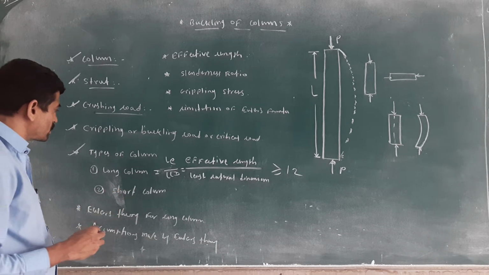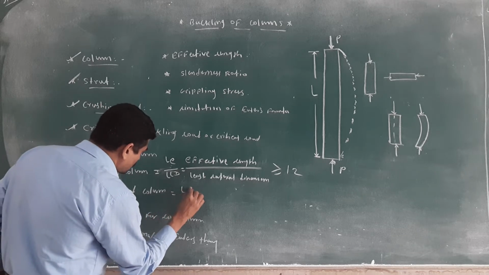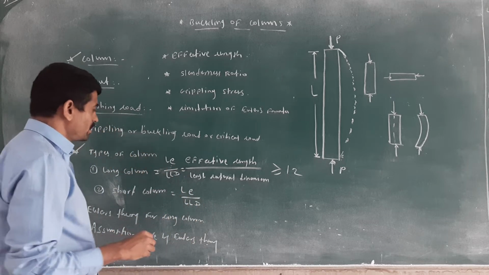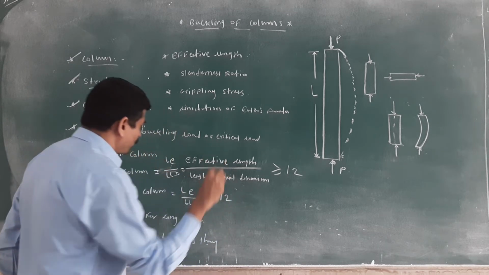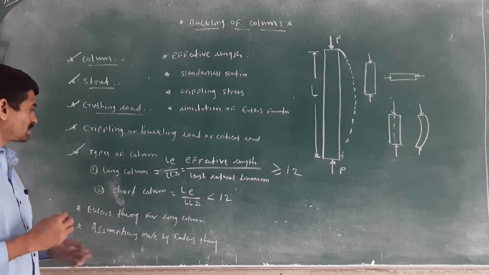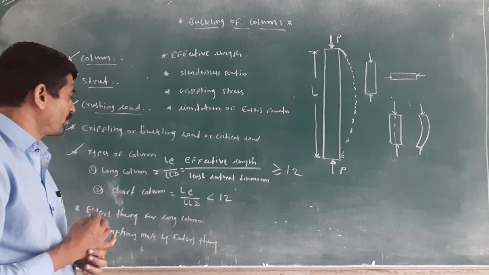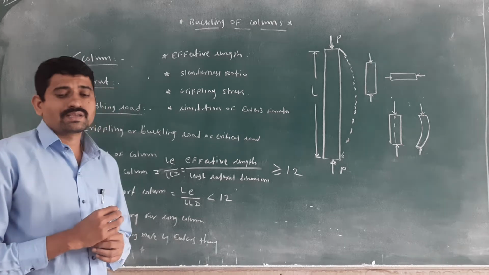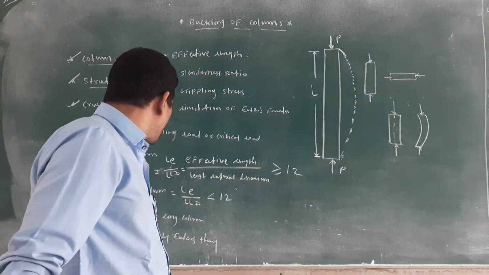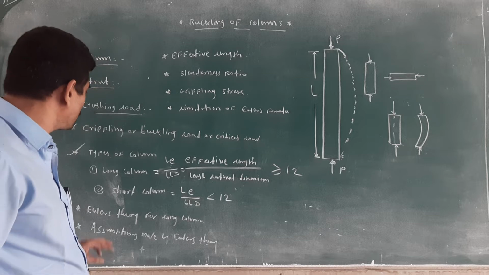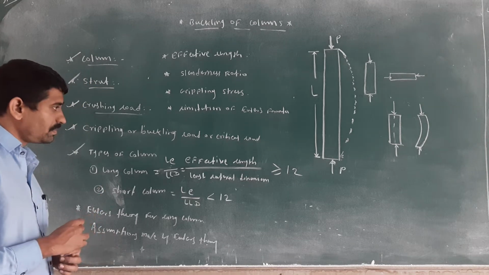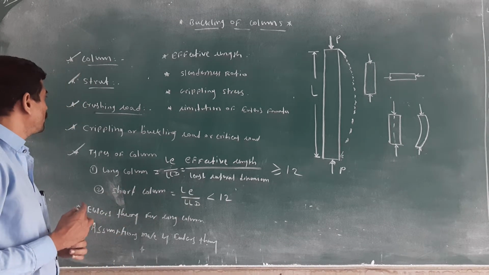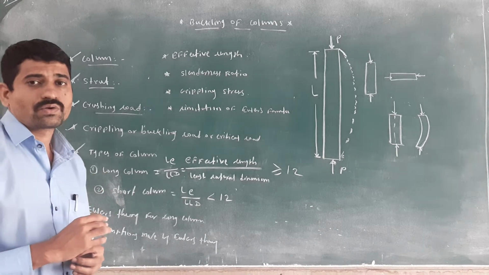What about the short column? If the ratio of effective length to the least lateral dimension is less than 12, this type of column is called a short column. Since this LE divided by LLD value is less than 12, it is a short column. Are you all getting the difference between the long column and short column? This short column fails due to buckling as well as crippling load.